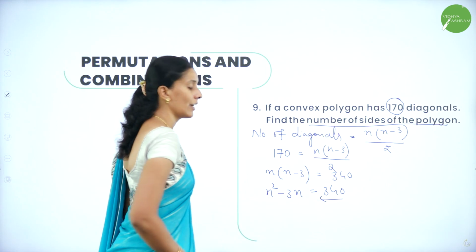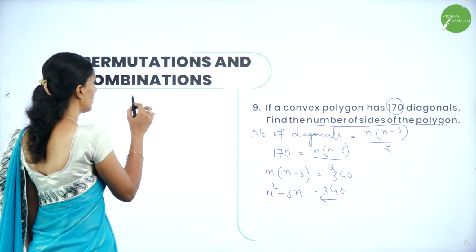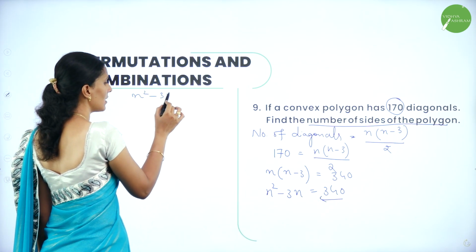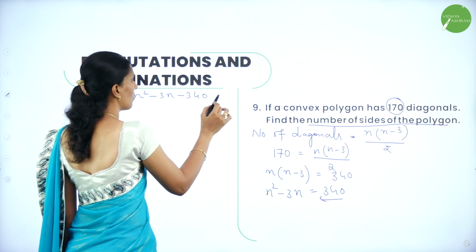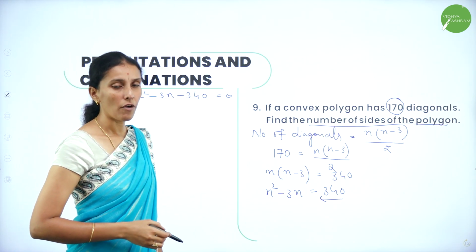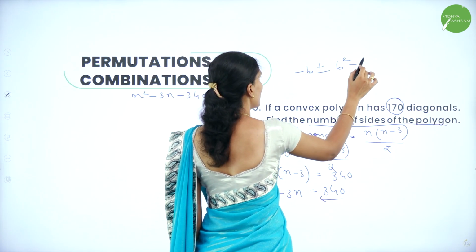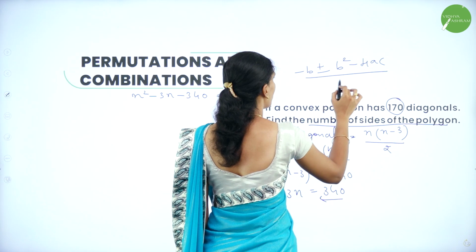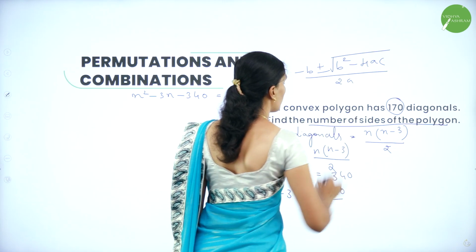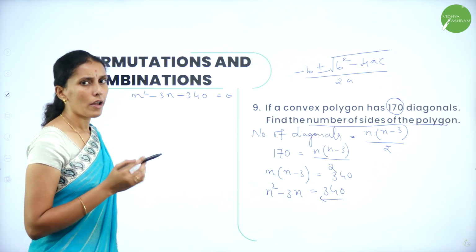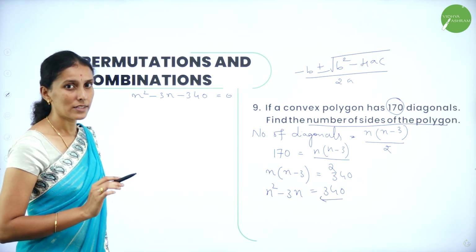When you shift this, it becomes a quadratic equation, that is n square minus 3n minus 340 is equal to 0. Here you can use the formula, that is minus b plus or minus square root of b square minus 4ac, divided by 2a. So remember this formula. You can use this formula or you can use the splitting the middle term concept also.